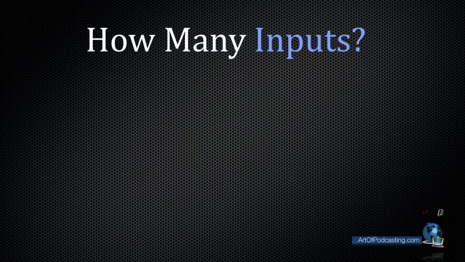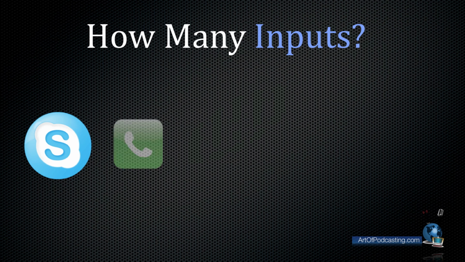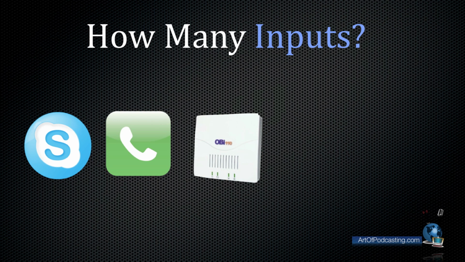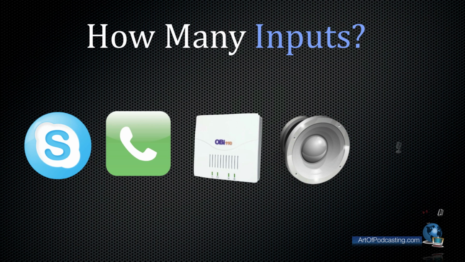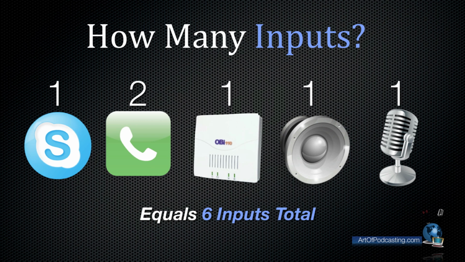Inputs would be Skype, telephone, VoIP sources such as OB100, music and background filler, and also studio talent. Each one of these counts as an input, and you can have multiple inputs for each category. Go ahead and write down your total number of inputs now.